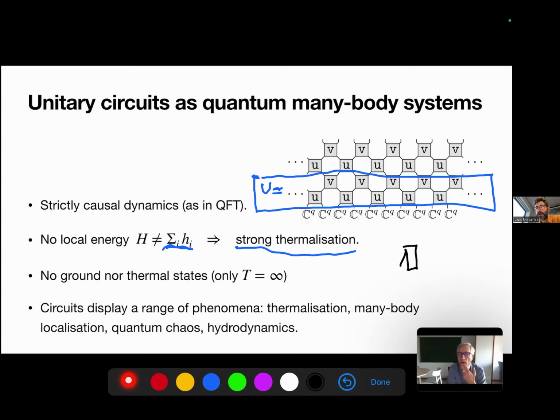For instance, in my last bullet point, I'm saying that circuits display a range of phenomena: thermalization, many-body localization. Of course, if you want localization, you need disorder. This means that this is going to be U1, U2, U3, U4, U5. But you can choose: you can make them all different, all the same. And soon, when I go to the conformal circuits, I will specify what is U, what is V, and so on. Thank you. So quantum chaos, hydrodynamics, these are all phenomena that you can find both in local Hamiltonians and in causal circuits.